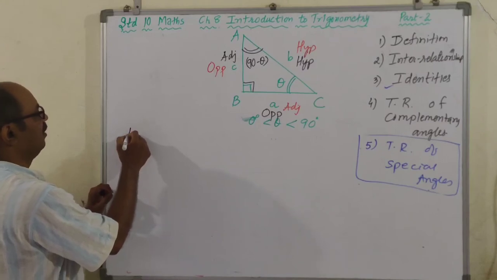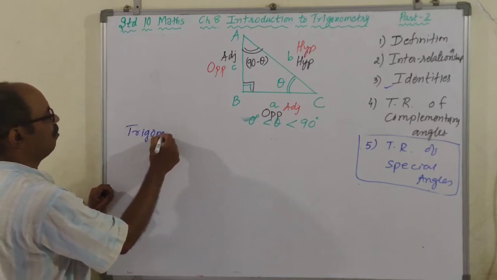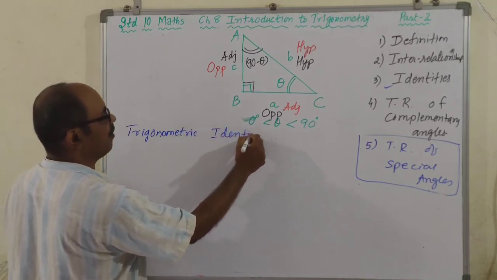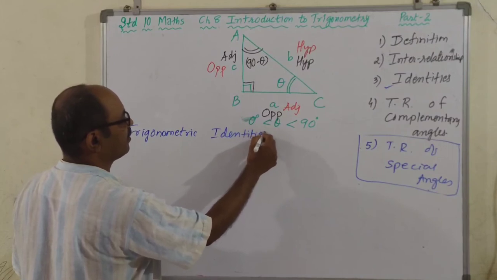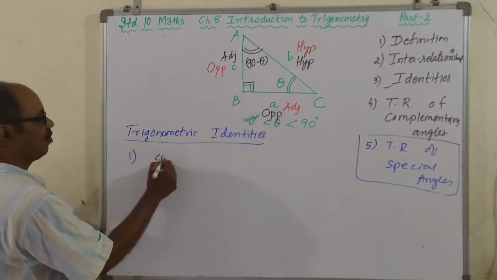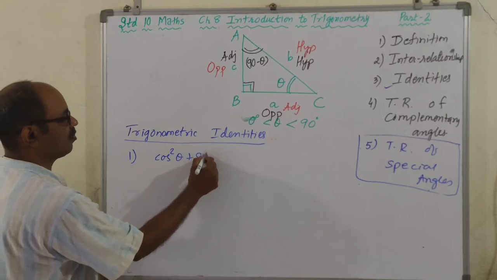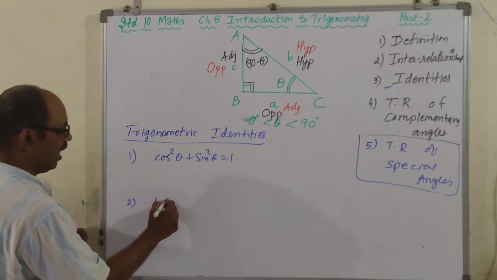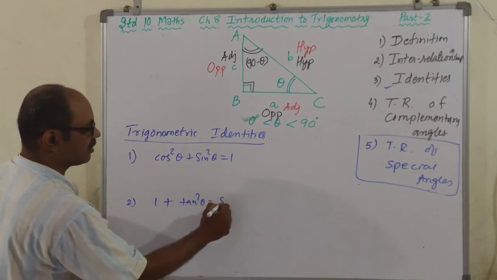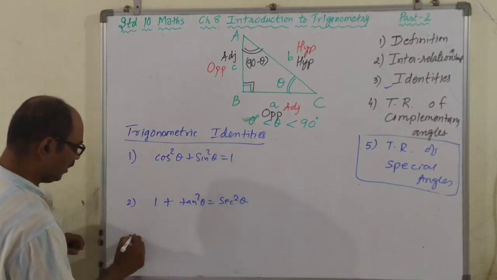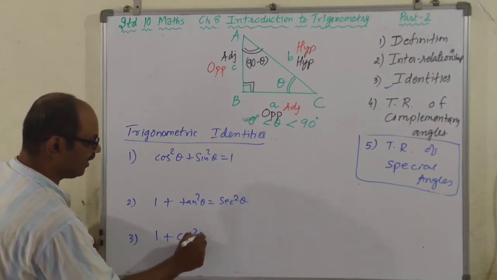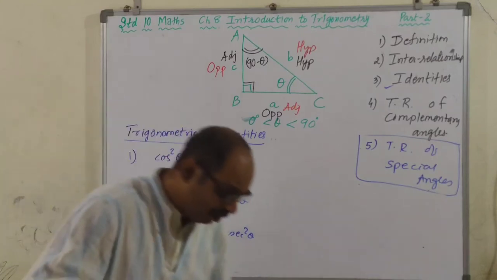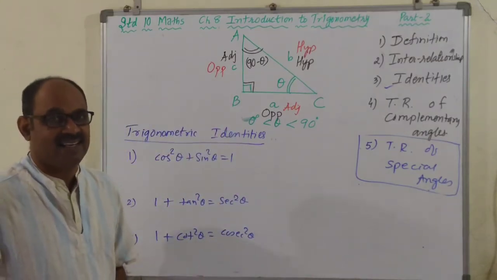What is that? Trigonometric identities. Alright? First, cos square theta plus sin square theta is equal to 1. Second, 1 plus tan square theta is equal to sec square theta. Third, 1 plus cot square theta is equal to cosec square theta. 3 identities.